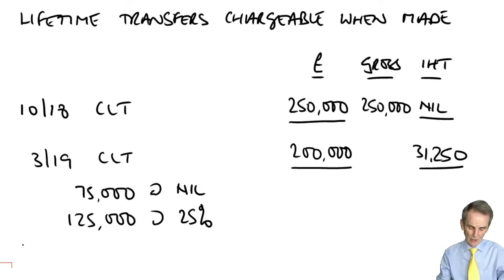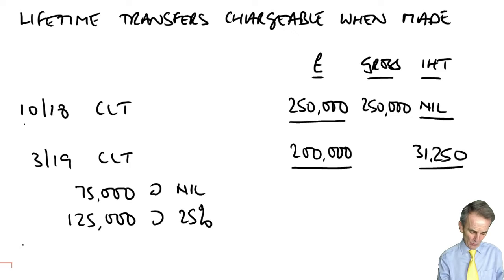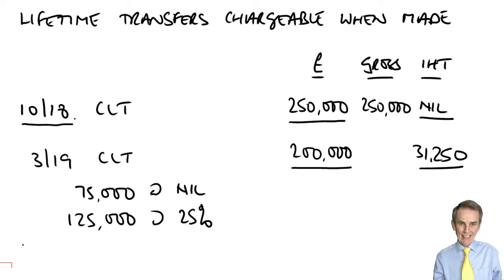Okay, so let's look at our computation, therefore, in regards to the lifetime transfers chargeable when made. We pick up, of course, from the question the first of any CLTs that were made in the lifetime of our taxpayer. That one was October 18. Now, whether that date is within or outside of the 7 years before death doesn't matter. We need to record whatever was the first lifetime transfer made that the question tells us from within the question.